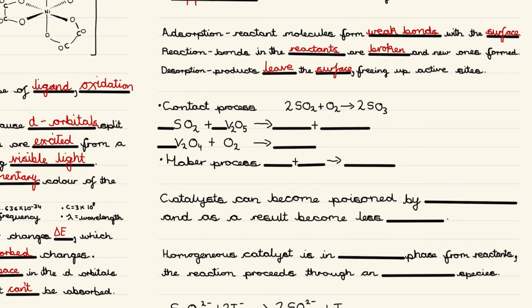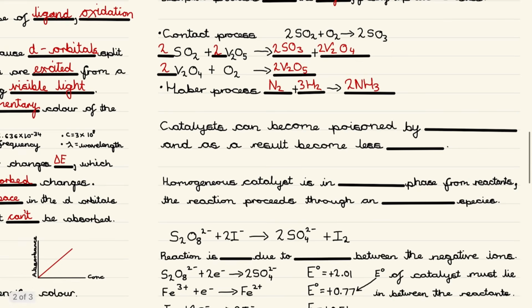So a specific example you should know is the contact process. So this is the overall reaction for the contact process. And the second step looks like this. Another process you need to know is the Haber process, and the reaction for that is catalysts can become poisoned by impurities, and as a result become less efficient.